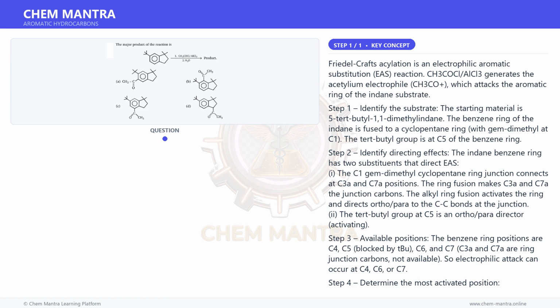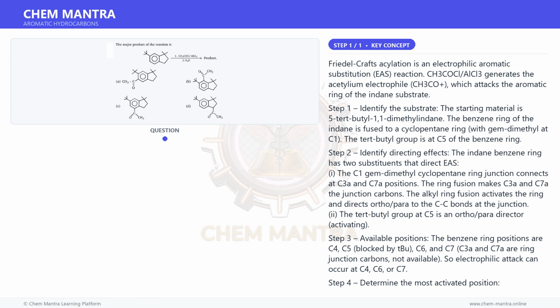Step 1. Identify the substrate. The starting material is 5-tert-butyl-1,1-dimethylindene. The benzene ring of the indene is fused to a cyclopentane ring with gem-dimethyl at C1. The tert-butyl group is at C5 of the benzene ring.